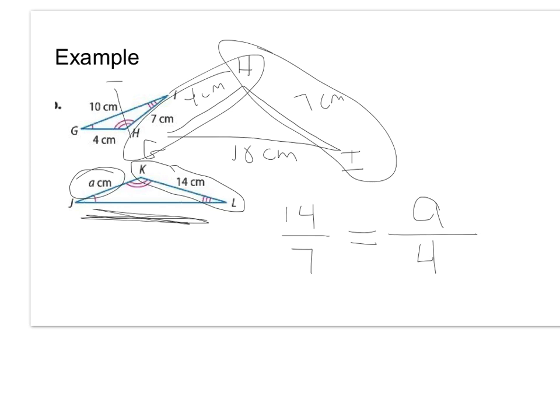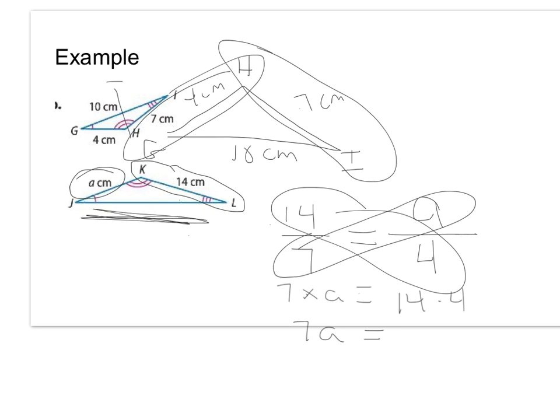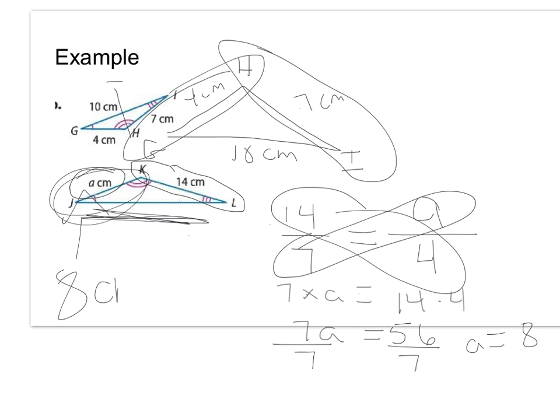It doesn't matter how you set up your proportion. I started with this triangle, so that's why it's on top, and then went to this triangle. So if I start with this, then I have to start with it again when we do the other side. Then you just cross multiply to figure out what A equals. So we have 7 times A equals 14 times 4, so 7A equals 56. If we divide to get A alone, we get A equals 8. So our missing side over here is going to be 8 centimeters.